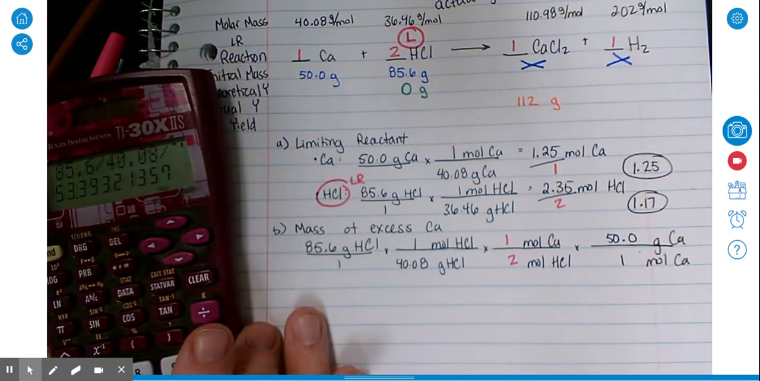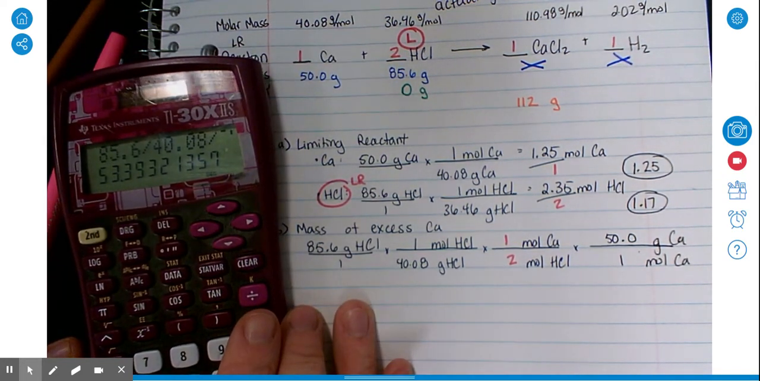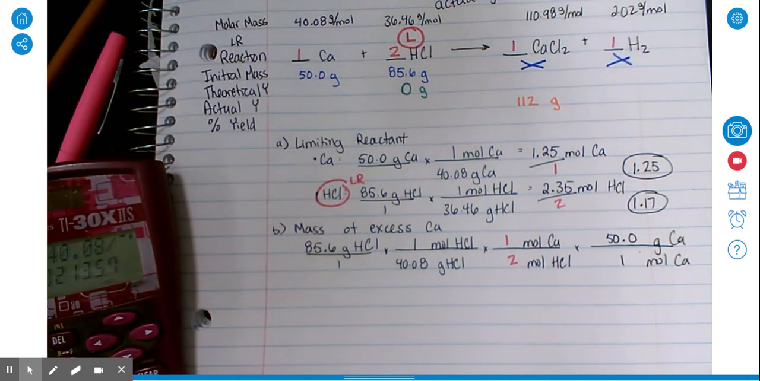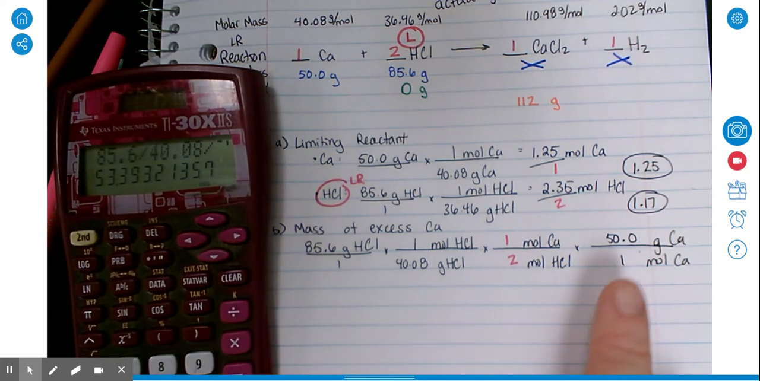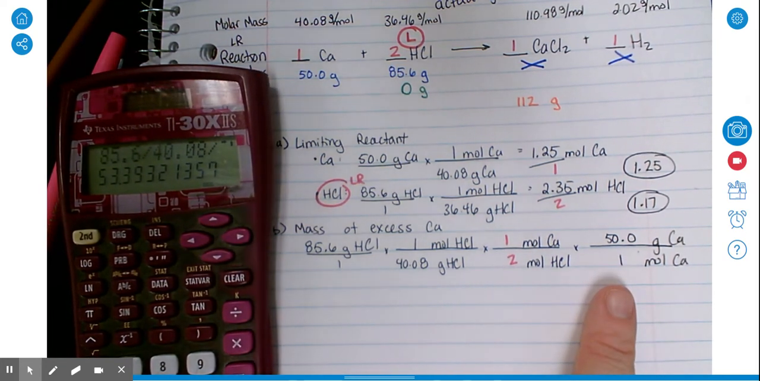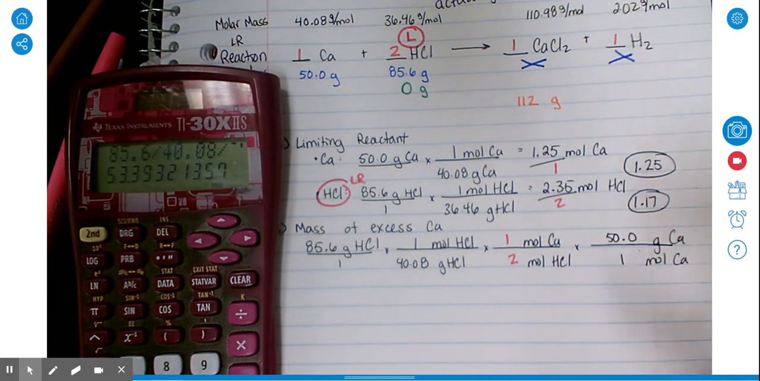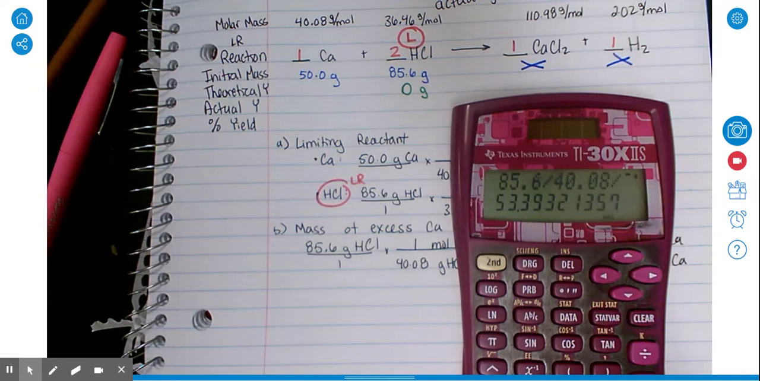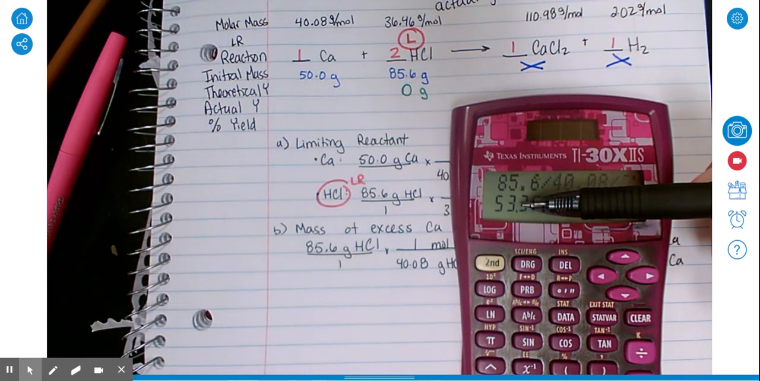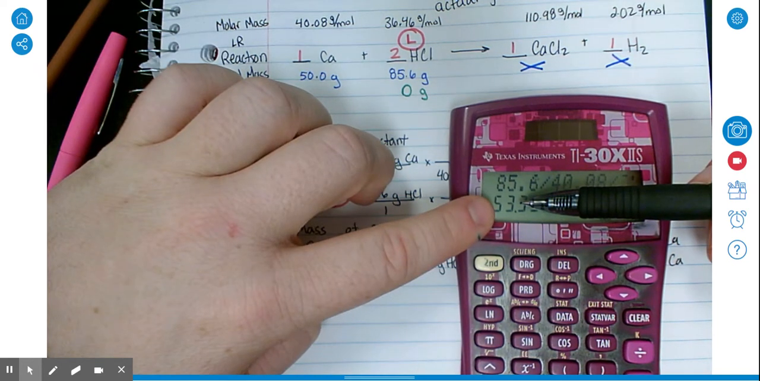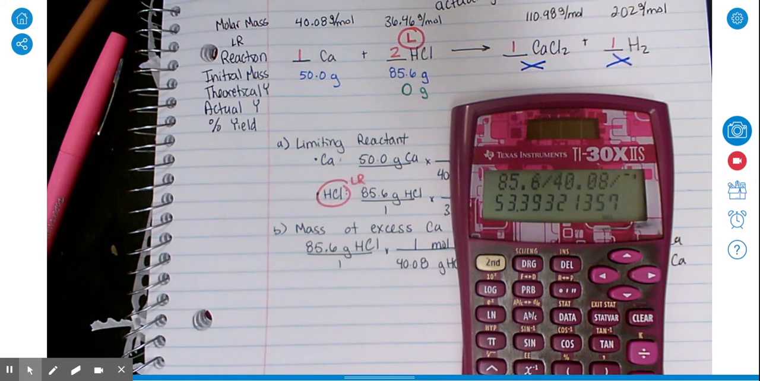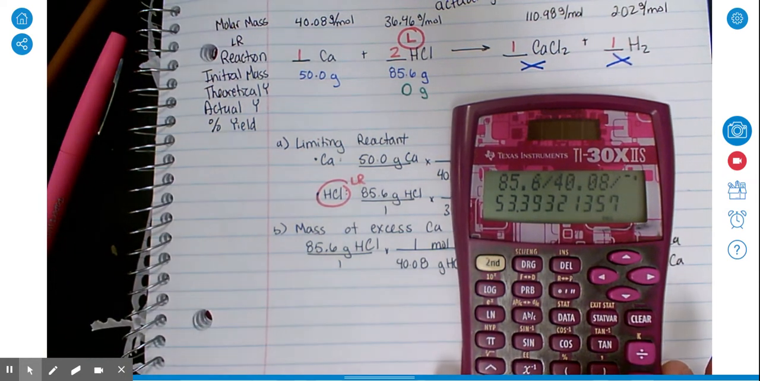My reaction is going to, wait a minute. Let me check that. Oh, that's what I did. Okay. All right. Well, here, I'm going to stop and show you how I caught that error. So I ended up with my reaction is going to use 53 grams. My reaction can't use 53 grams if I only start with 50. So either that meant I did my limiting reactant wrong or I did this calculation wrong.